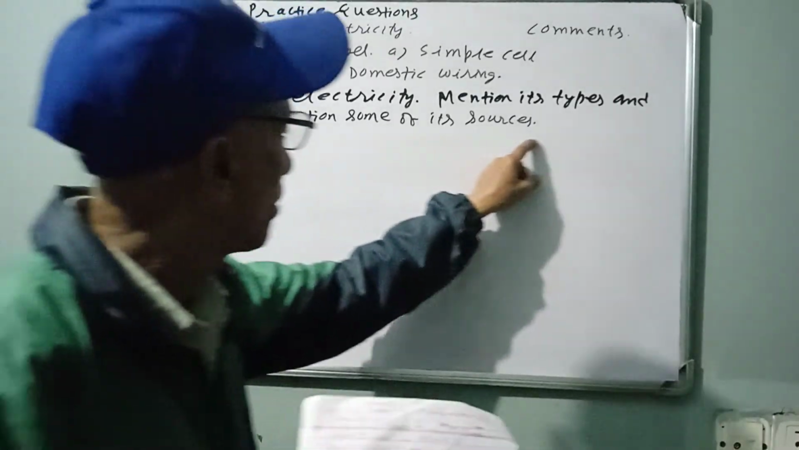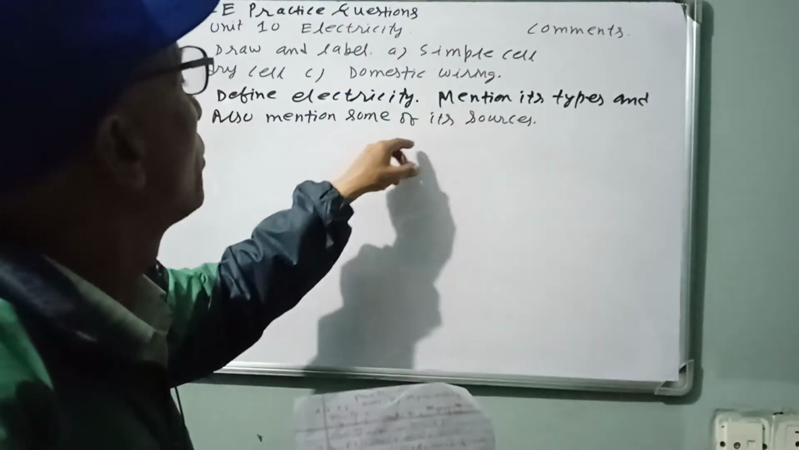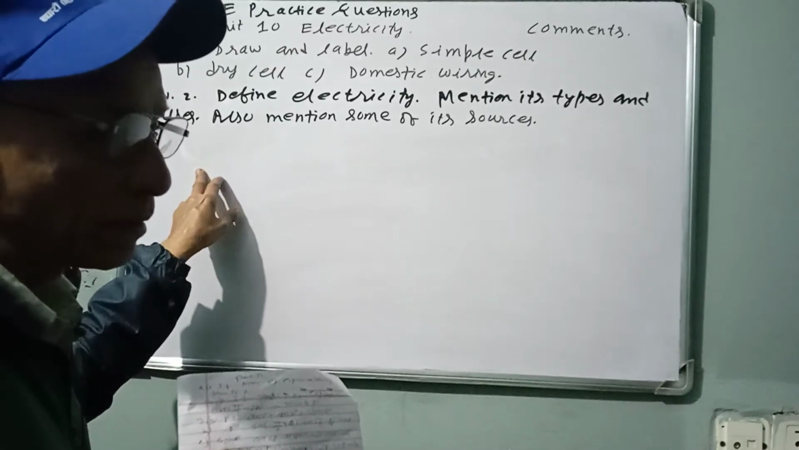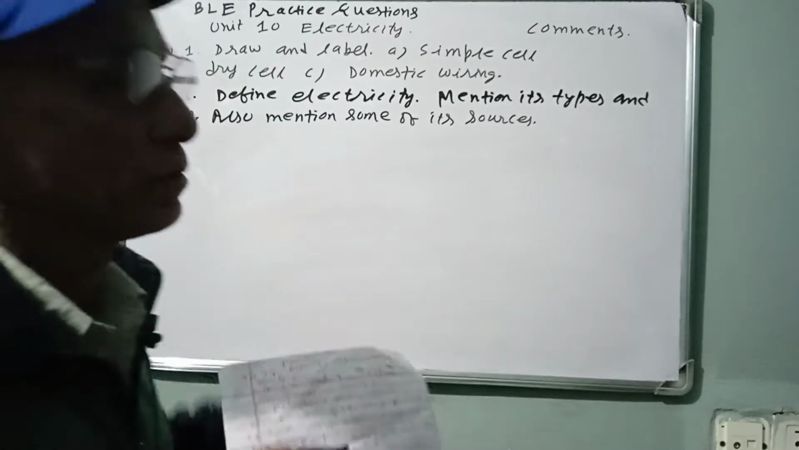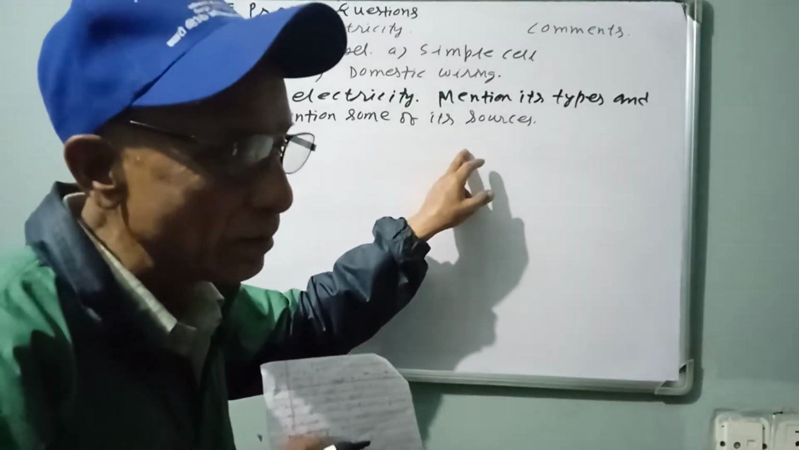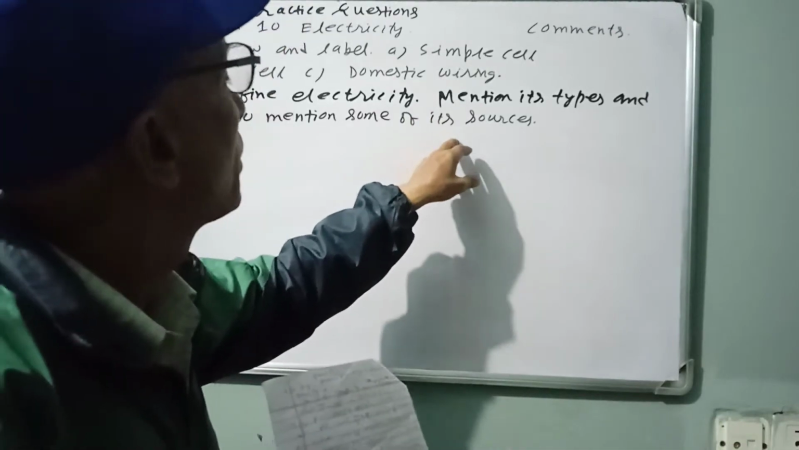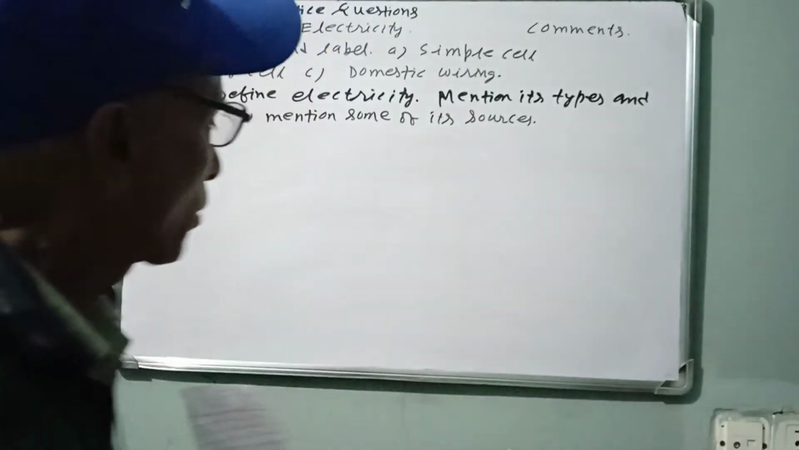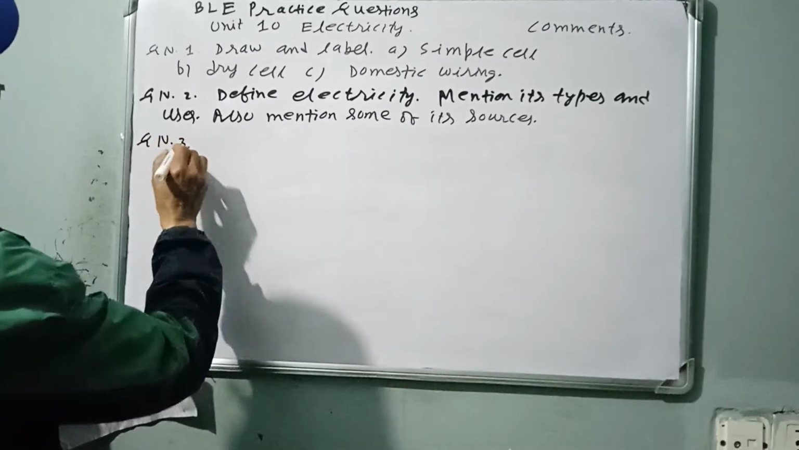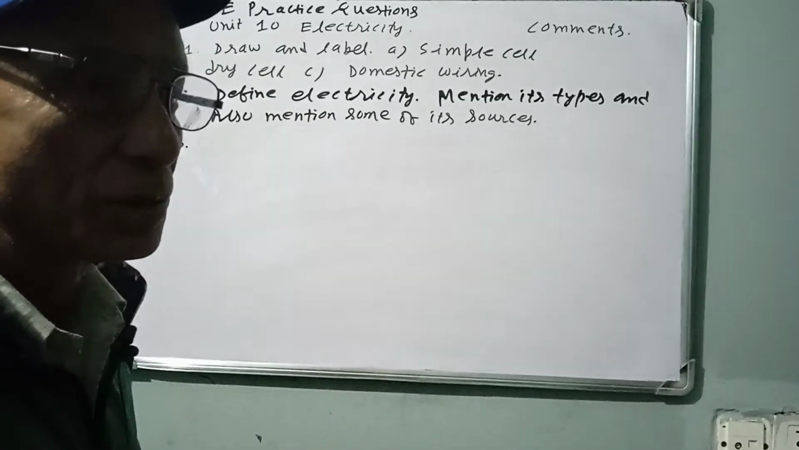Mention some of its sources. The objects from where we get electricity are cell, battery, dynamo, generator, photocell or solar panel, wind, tide also, and geothermal energy, thermal plant, etc. The answer was also already written. Okay.